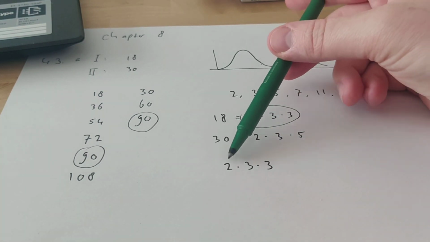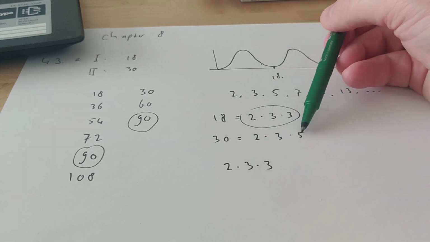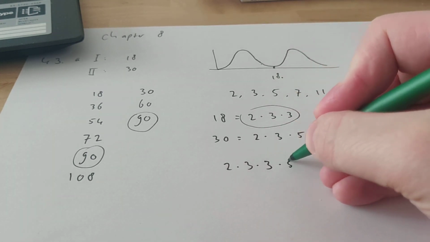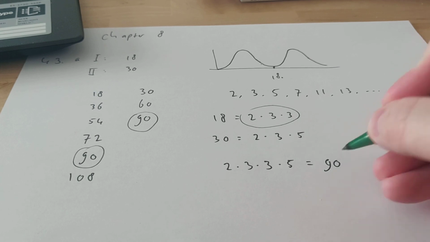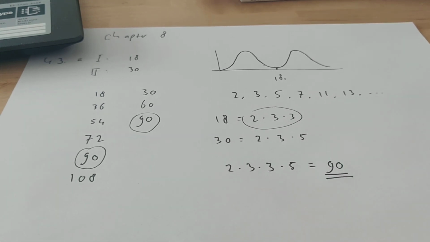The 2 we already have. The 3 we already have. The 5 we don't have yet. So we're going to do this times 5. If you calculate this, you get 90, which was the answer.